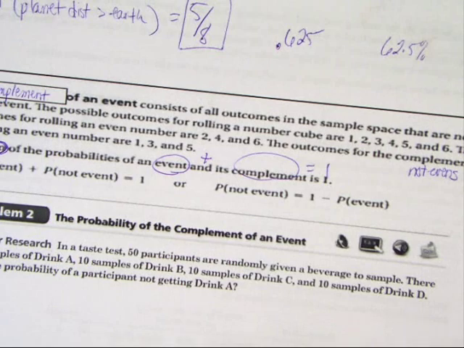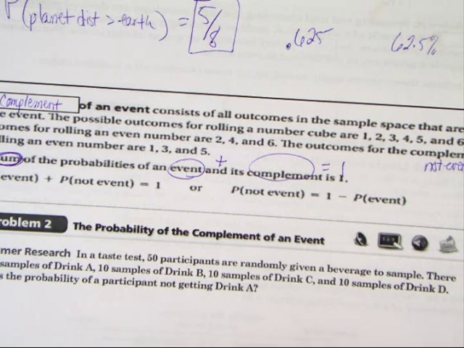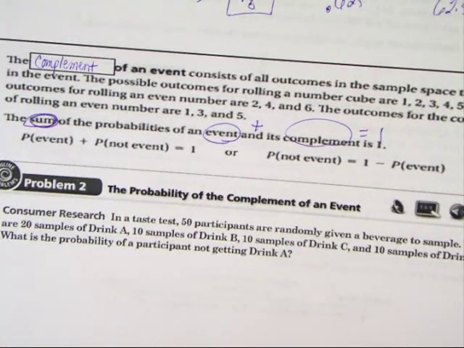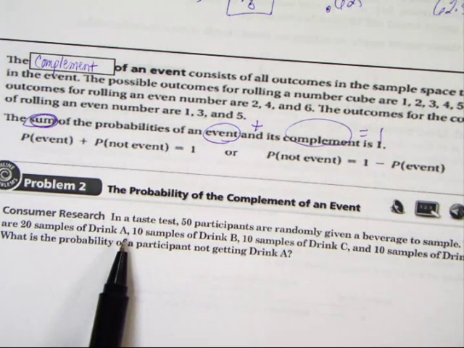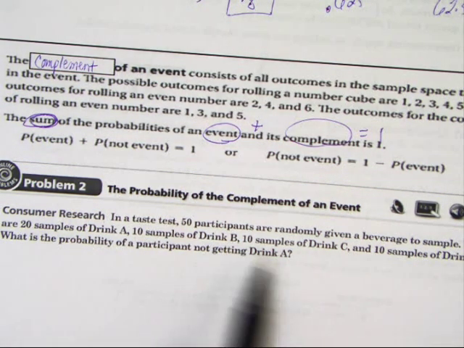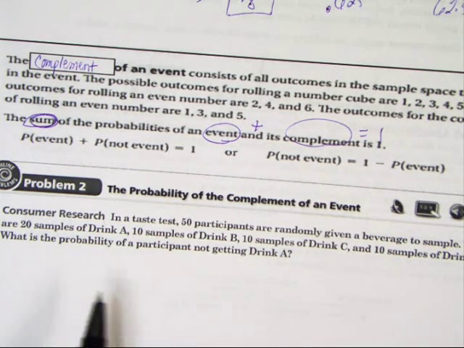Problem number 2. Consumer research. In a taste test, 50 participants are randomly given a beverage to sample. There are 20 samples of drink A. There are 10 samples of drink B. And there are 10 samples of drink C. And 10 samples of drink D. What is the probability of a participant not getting drink A?